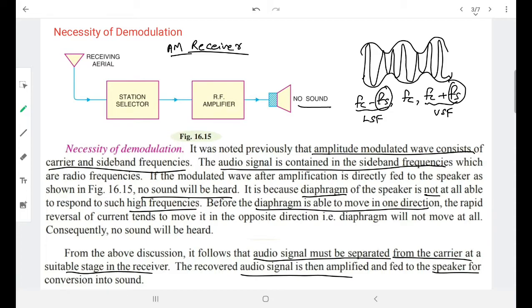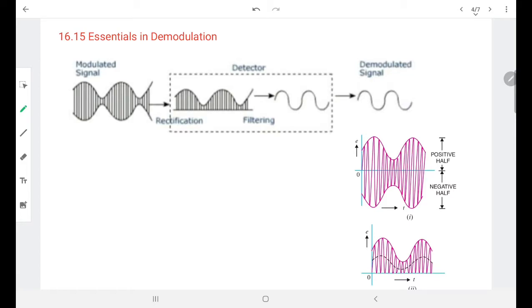Demodulation is the process of extracting or recovering the audio signal from the modulated wave. If it is not done, we cannot hear any sound from the loudspeaker. The essentials in demodulation are, first, rectification, and second, filtering. Rectification and filtering are the two functions of a demodulation circuit or detector circuit.